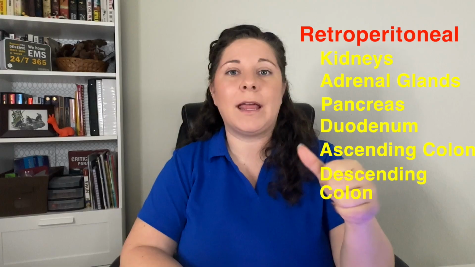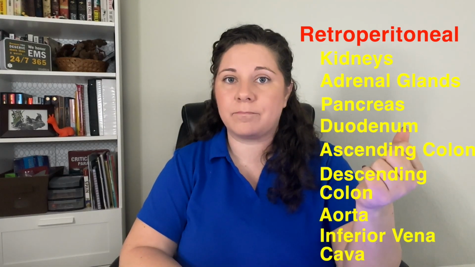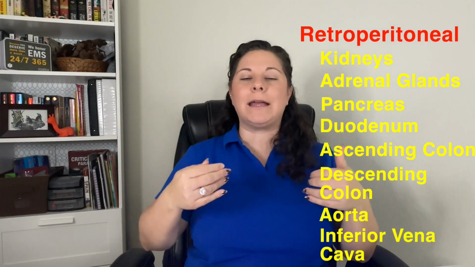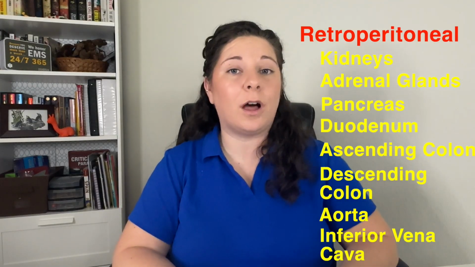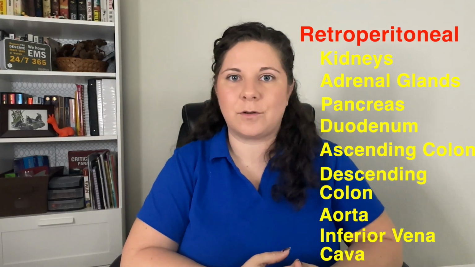Retroperitoneal organs sit behind that parietal peritoneum. And because of this, they're almost pressed up against the back of the abdominal wall. They're still in the abdominal cavity, but they're way in the back and they don't have much room for movement. These organs include the kidneys, adrenal glands, most of the pancreas, the duodenum, ascending and descending colon, and the aorta and inferior vena cava. Because they are behind and not in that main chamber, we can have a lot of bleeding in this area before anybody notices, because it doesn't cause that rigidity and distension we're used to seeing with abdominal bleeding.